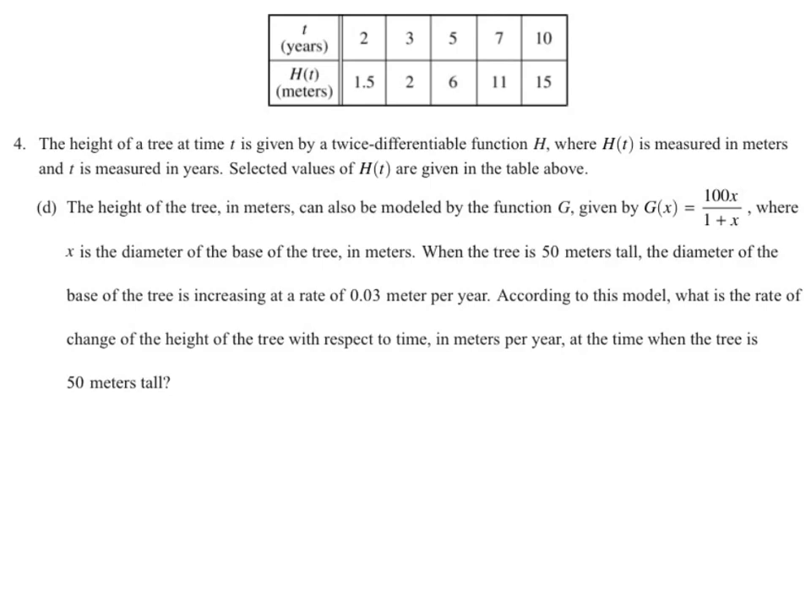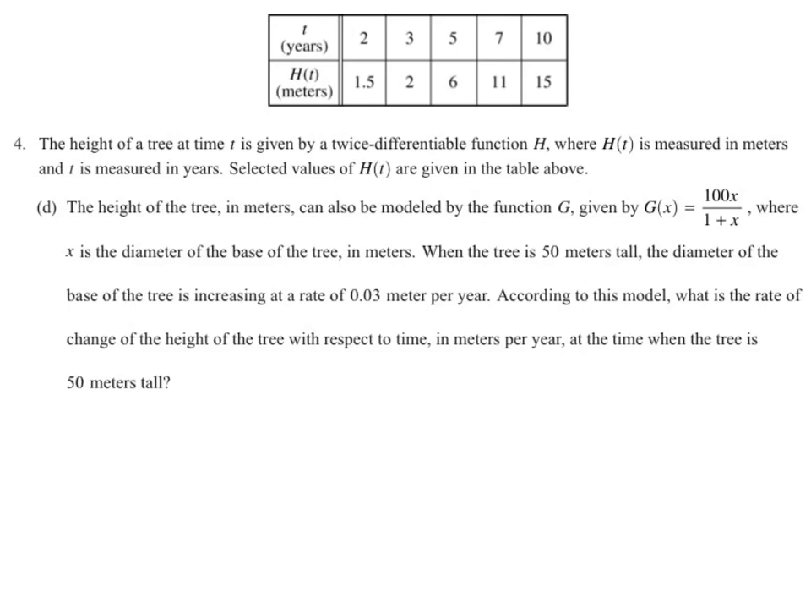When the tree is 50 meters tall, the diameter of the base of the tree is increasing at a rate of 0.03 meters per year. According to this model, what is the rate of change of the height of the tree with respect to time? So I'm gonna write this down real fast.